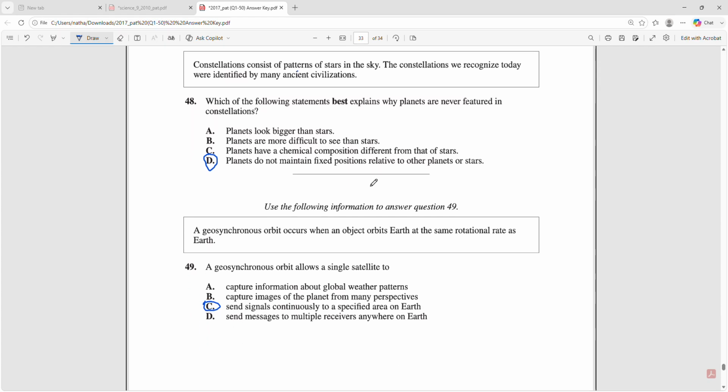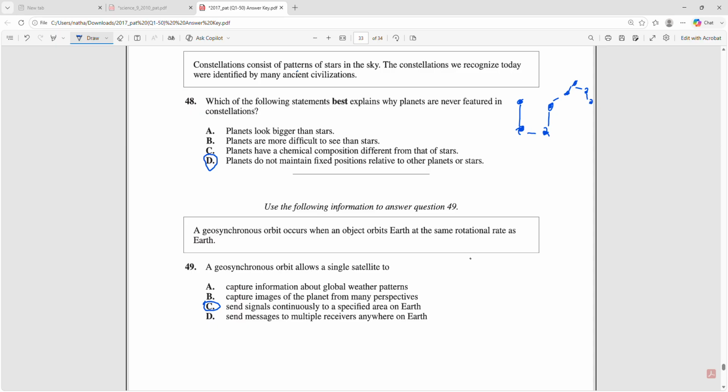Constellations consist of patterns of stars in the sky. The constellations we recognize today were identified by many ancient civilizations. Which of the following statements best explains why planets are never featured in constellations? So if we see a constellation in the sky, like the Big Dipper, these are stars. And every time we look at the Big Dipper, they always look the same shape, right? So we can kind of in our minds imagine lines connecting them. So we're saying all of these are stars in this constellation. None of them are planets, and they're asking why.